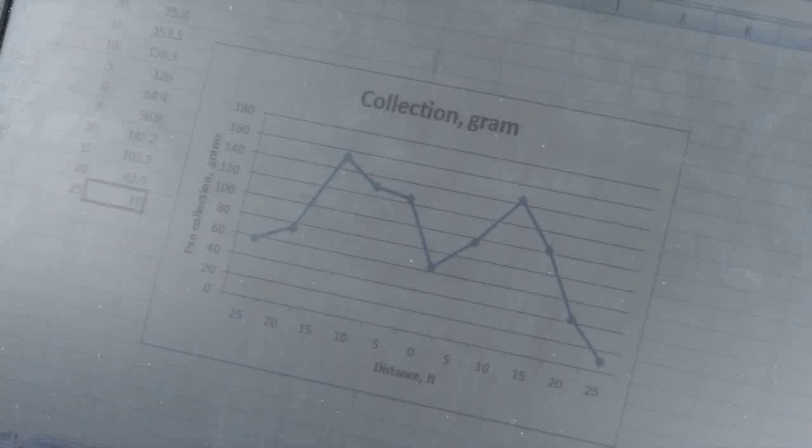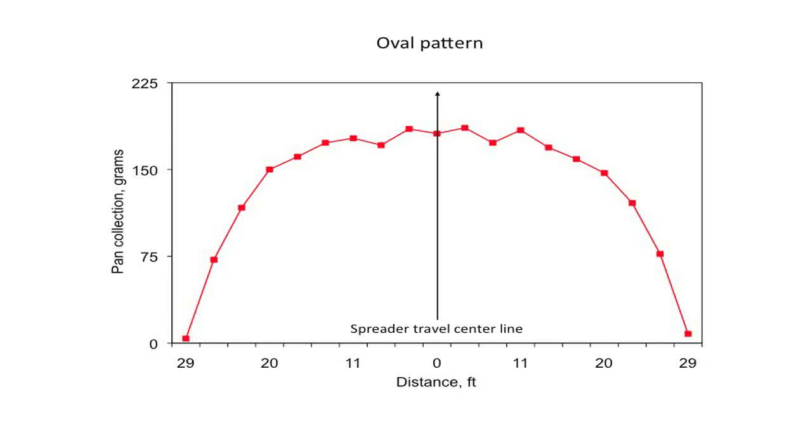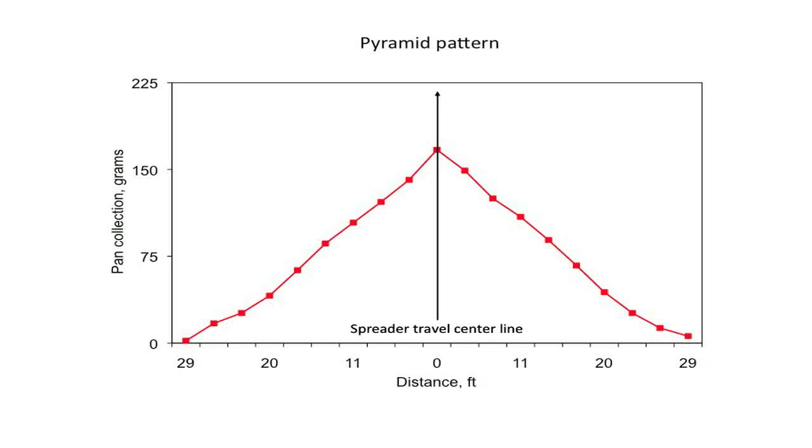A flat-topped pattern is ideal because it is the most uniform. An oval pattern will give you a swath spacing similar to a flat-top pattern. A pyramid-type pattern is also acceptable, but it will give you a smaller swath spacing than a flat-top or oval pattern, meaning that you will have to spend more time in the field because greater overlap is required.